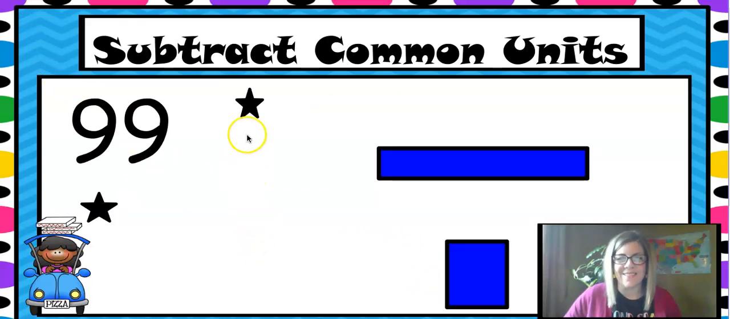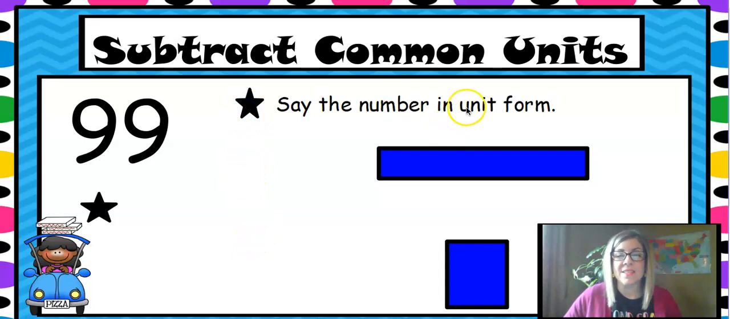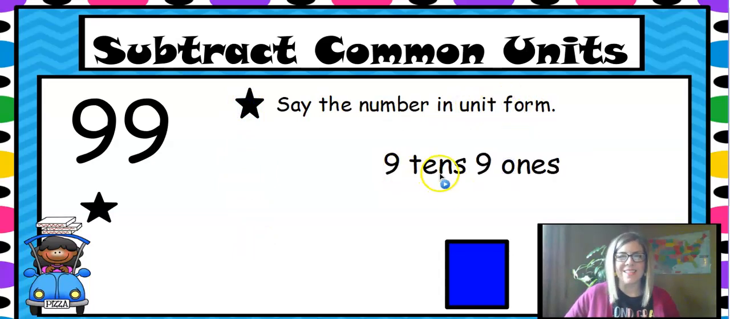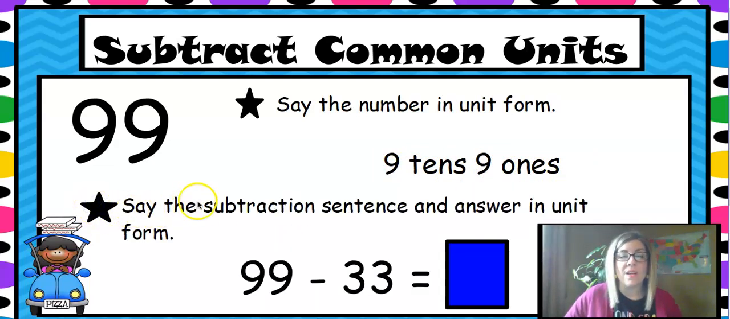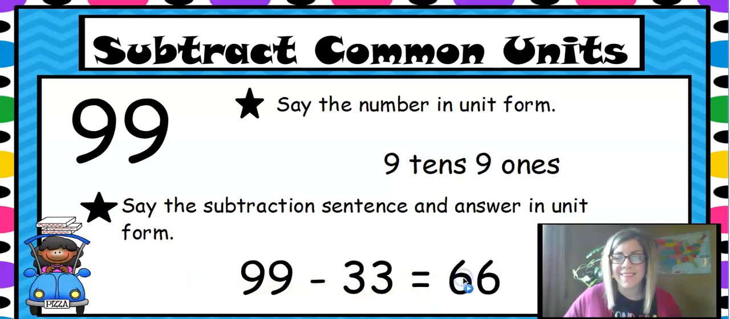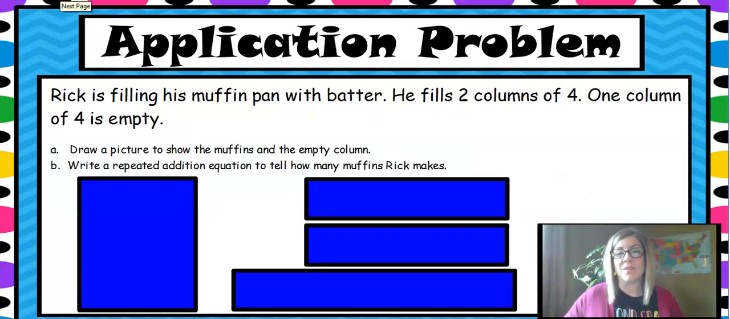99. Say the number in unit form. 9 tens, 9 ones. Now, say the subtraction sentence and answer in unit form. 99 minus 33 equals 66. Way to go! Now that we're done with our fluency, we can move on to our application problem.